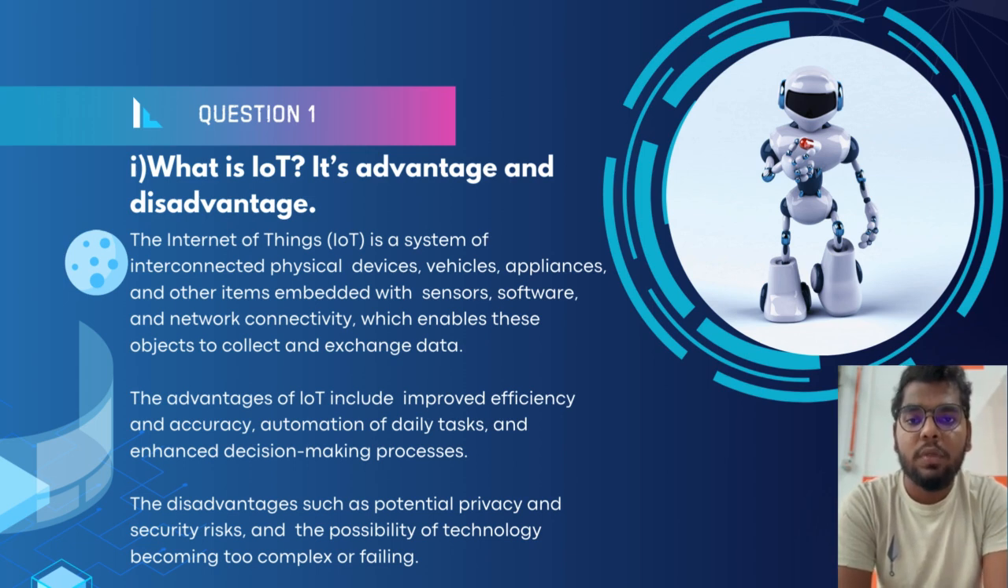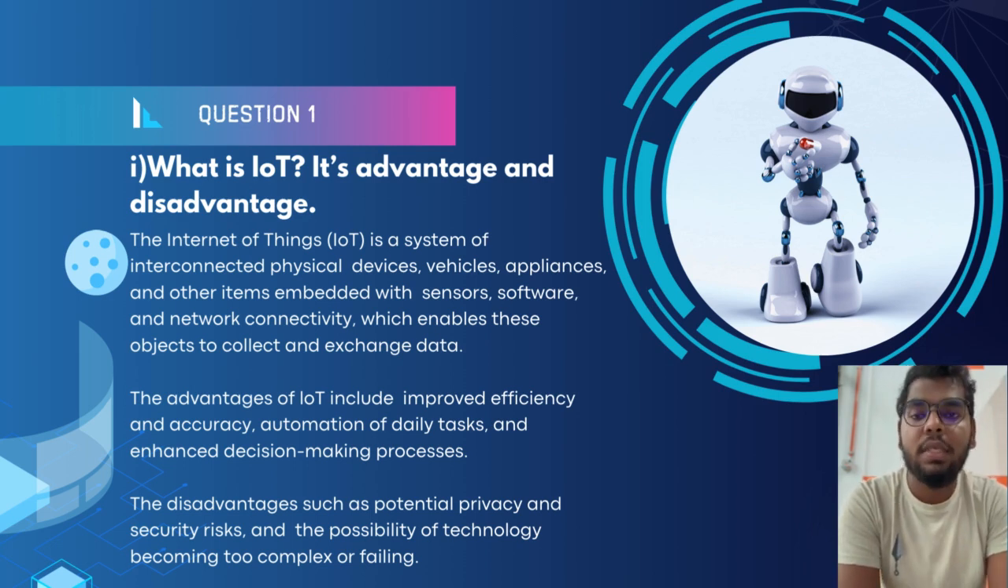So in IoT, we do have advantages and disadvantages as well. And here we have three advantages. The first one is improved efficiency and accuracy. So it means automation of processes and real-time monitoring help streamline operations and reduce errors. So by using IoT, it can reduce your errors.